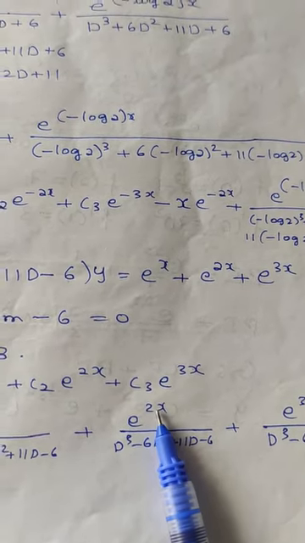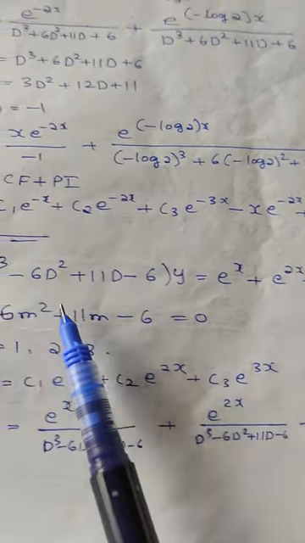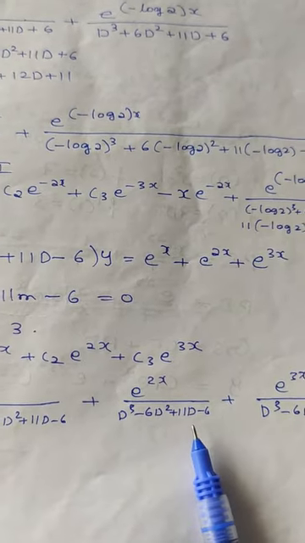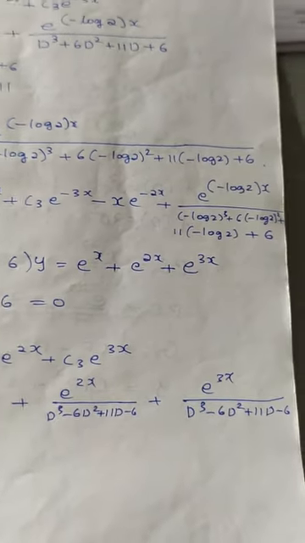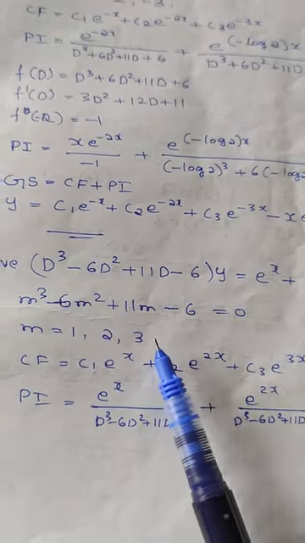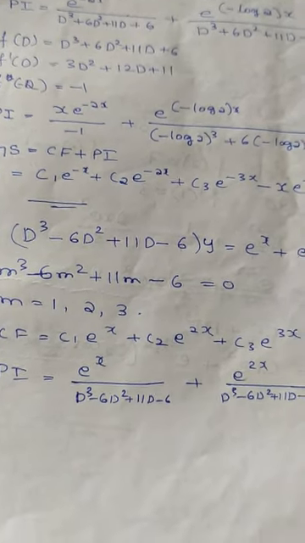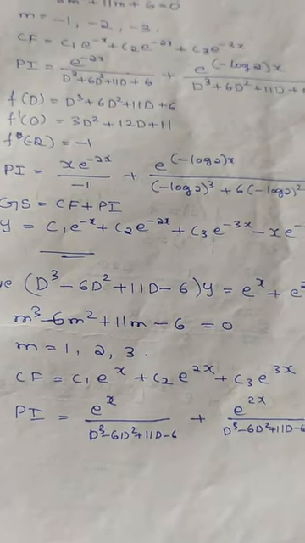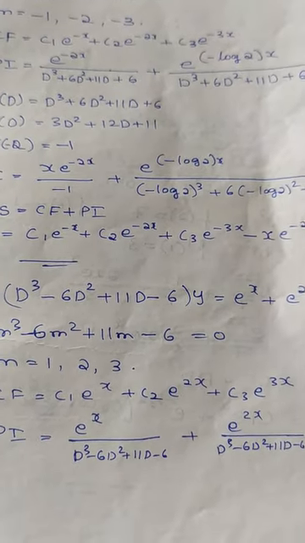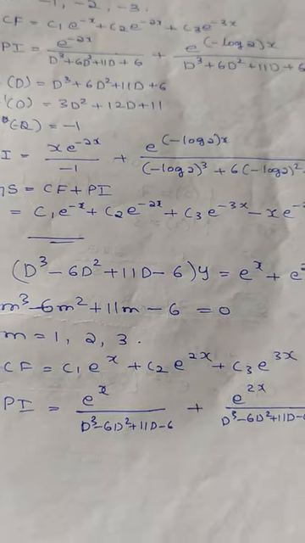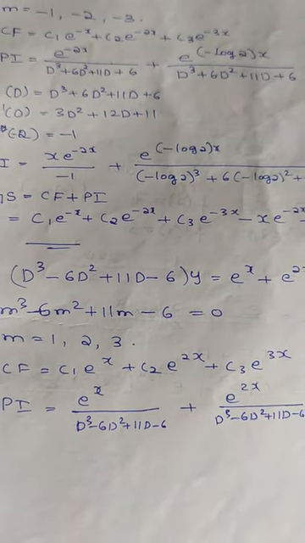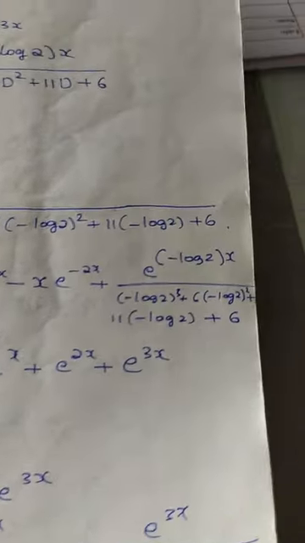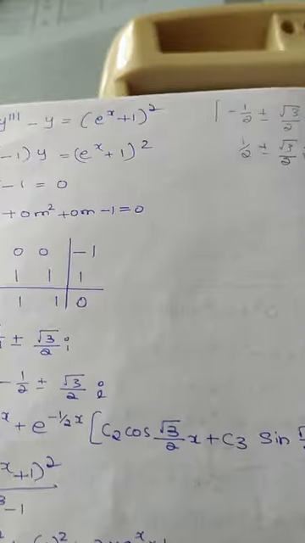Come to the second one. 2 is a root. See? 2 is a root. That means f of 2 is also 0. 3 is also a root. F of 3 is also 0. That means for all the 3 terms, we have to find f dash of d. Differentiate 1 time, and then replace d by 1 for the first term, d by 2 and d by 3 for the next 2 terms. Okay. Then multiply.